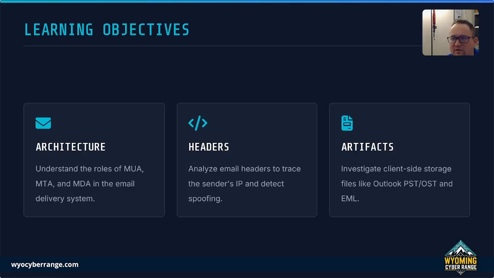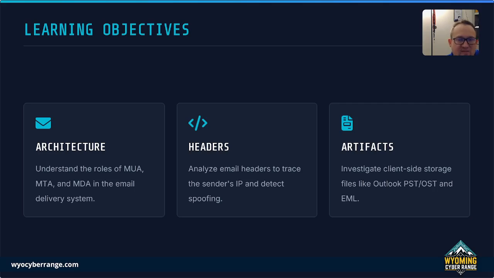First, we're going to cover architecture. We need to understand the roles of MUA, MTA, MDA, and how each of these is going to be used to help cover things like headers, how we're going to know how to trace a sender's IP address and detect even spoofing. Finally, we're going to be looking at artifacts. We're going to investigate client-side storage like Outlook PSTs or OSTs and generic EML files.